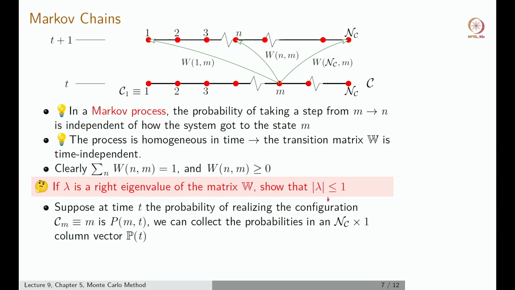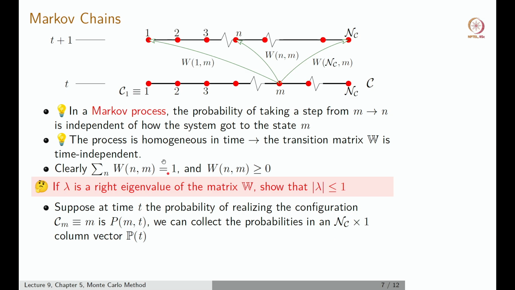Okay. Now, suppose at time t that the probability of realizing the configuration C_m, which we have simplified with the notation m, is P_m(t). So, what am I now doing? I have this Markov matrix. I am now thinking that the system has some probability distribution of being in certain configurations, and that is what I am going to call P_m(t). So, the system now at time t has some probability that it will be in state 1, that is P_1(t), and state m will be P_m(t), and so on.